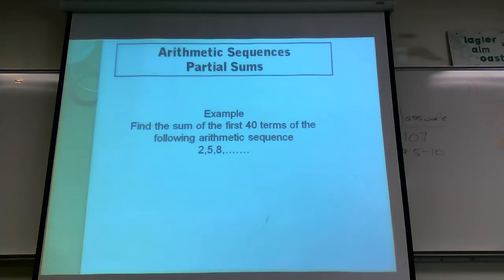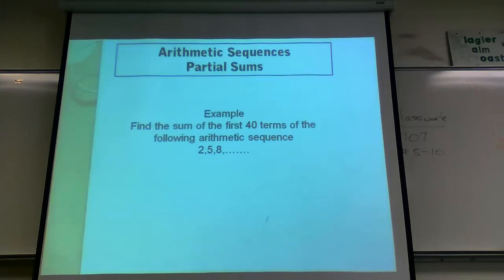We'll find out. This would be an easier one, again, because they give you the first term. You don't have to actually go back and find the first term. So you can just basically plug the numbers in as you would have.